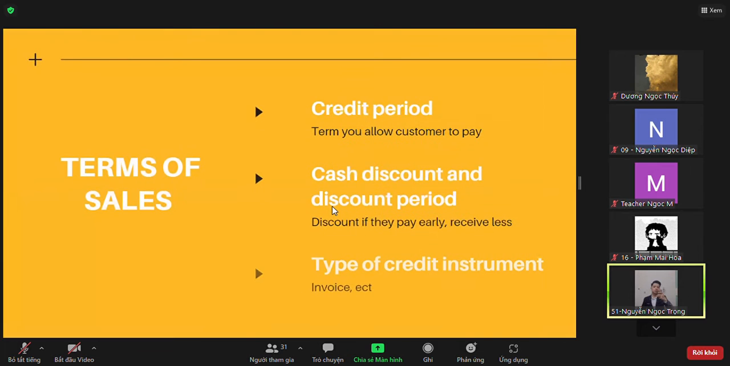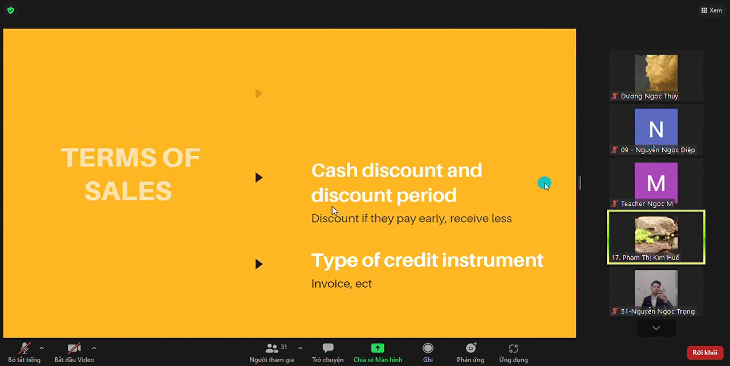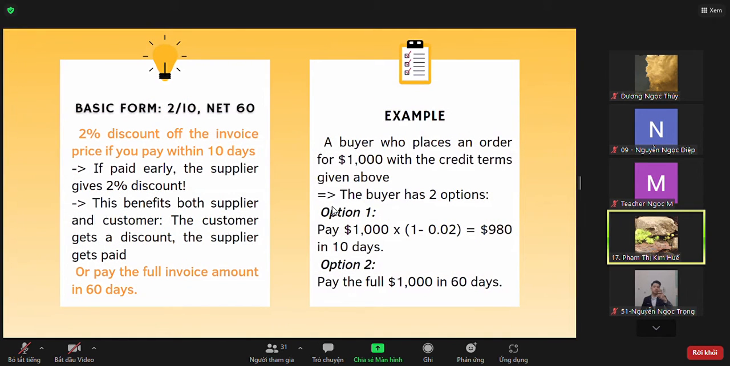And we will move to the next part with the terms of sale. The second part is that terms of sale are made up of three distinct elements: credit period, cash discount and discount period, and type of credit instrument. The basic form of terms of sale is 2/10 net 30 and net 60: a 2% discount of the invoice price if you pay within 10 days, or the customer chooses to pay the full invoice amount in 60 days.